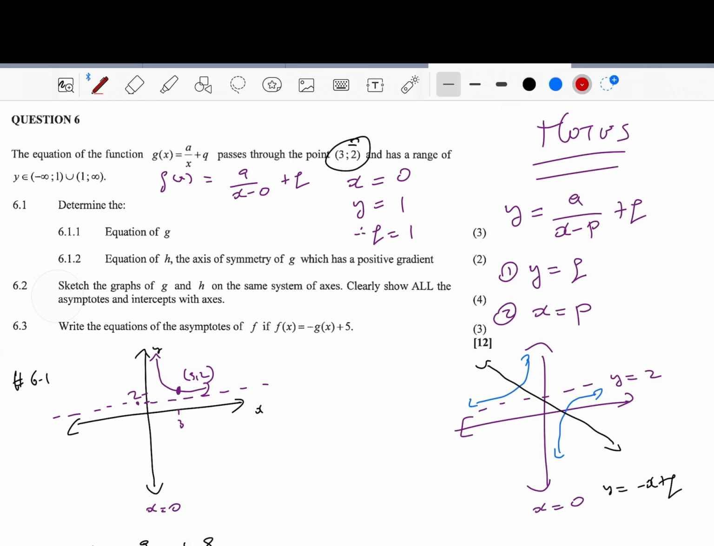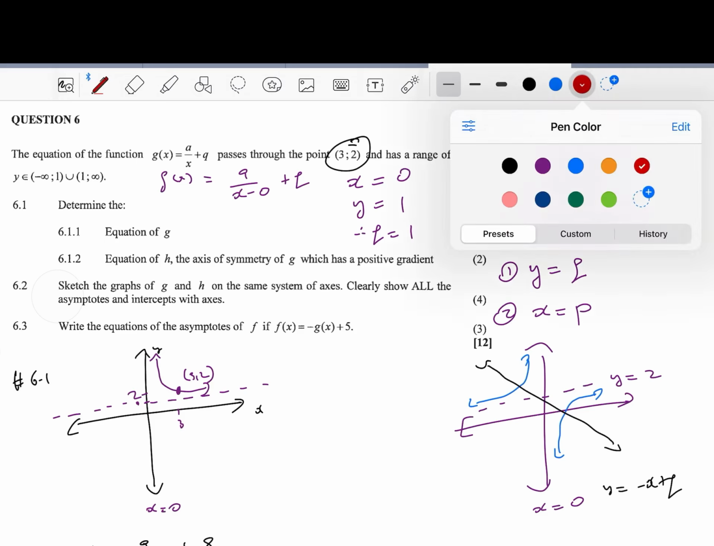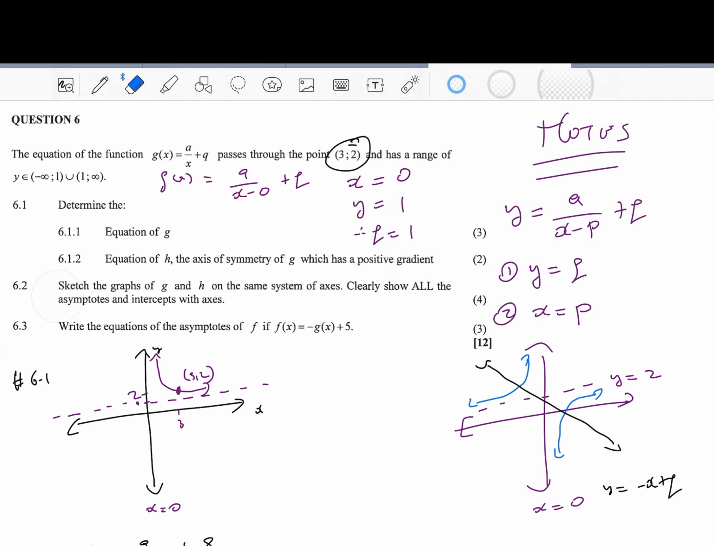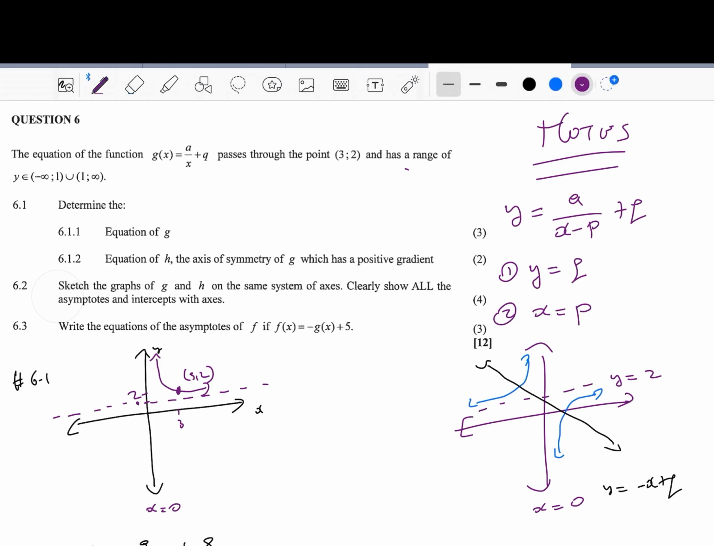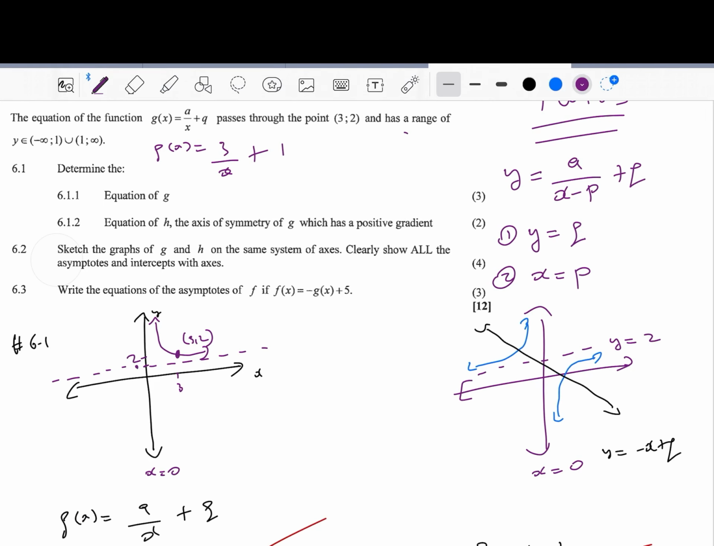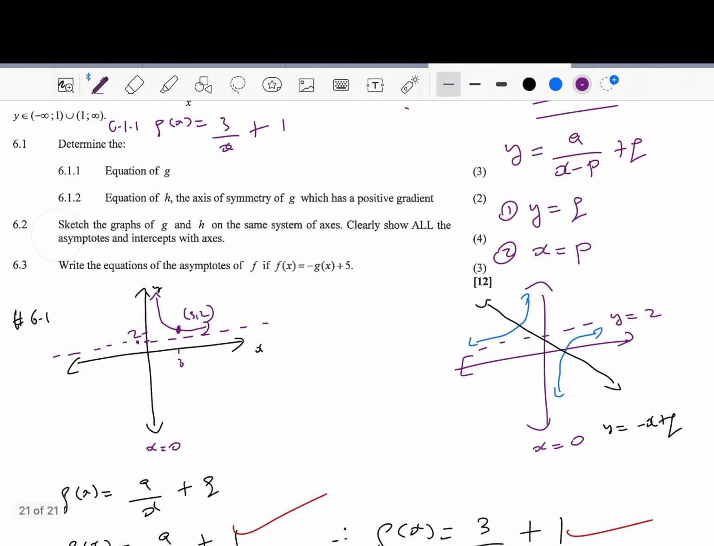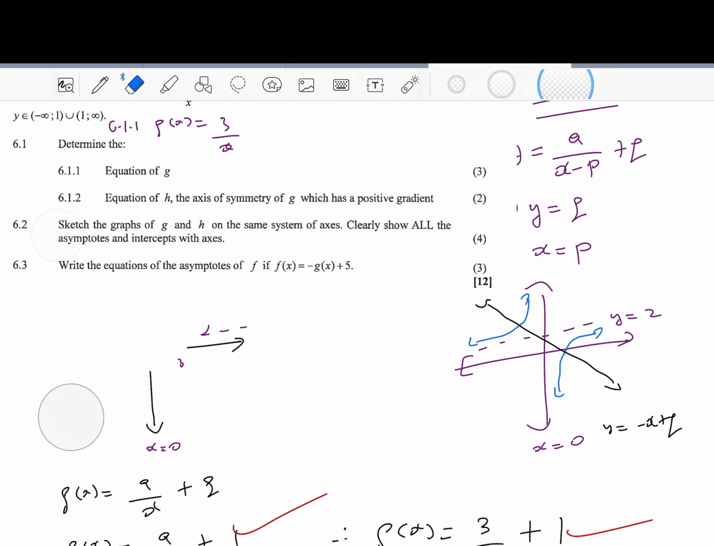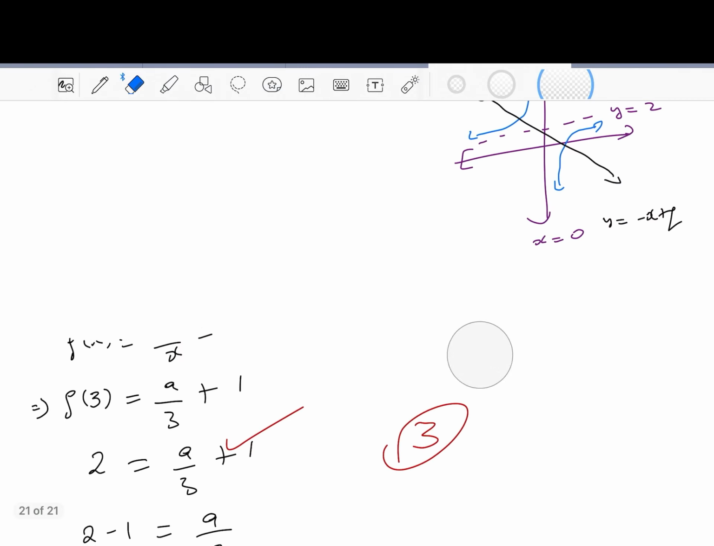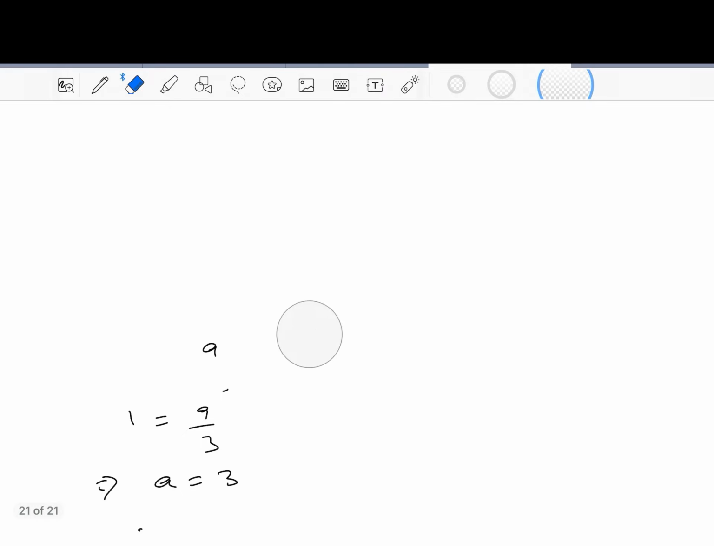To question 6.1.2. So this was 6.1.1. I'll write down what we already know. For 6.1.1, what we know is that g of x is equal to 3 over x plus 1. That's 6.1.1. But with 6.1.2, let me wipe this off because we're not going to need it. We're going to need the notes over there, so let's just wipe this off for now.